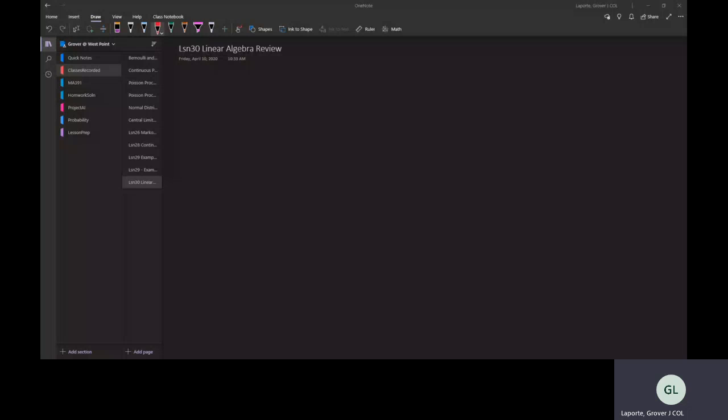Okay, so the purpose of this lesson is just to go through a quick linear algebra review, or even just cover the basics that I think you need to know in order to understand the linear regression section of our book, and how we're going to go about doing it. So let's start off with the first half of linear algebra.